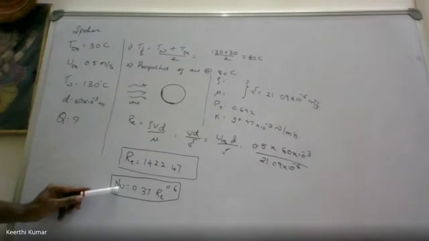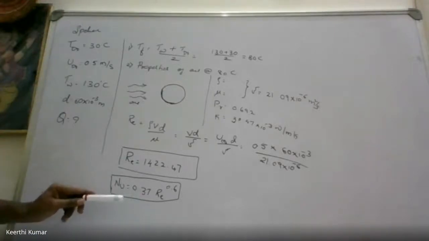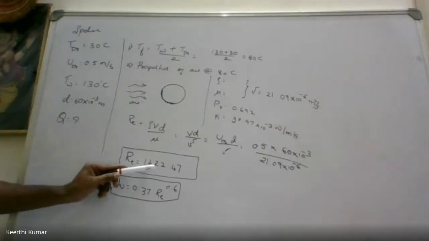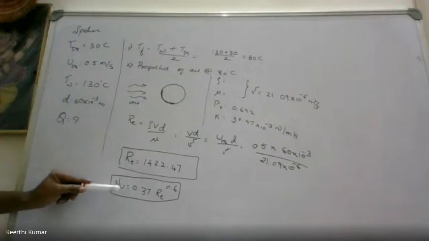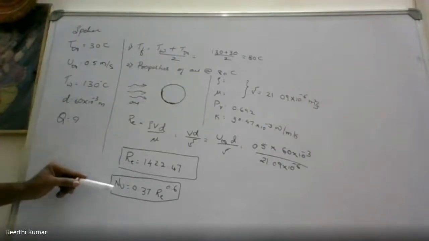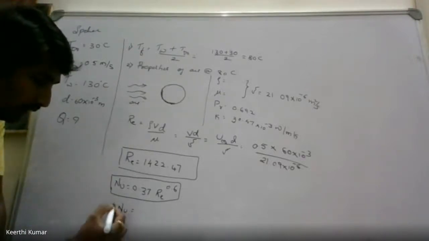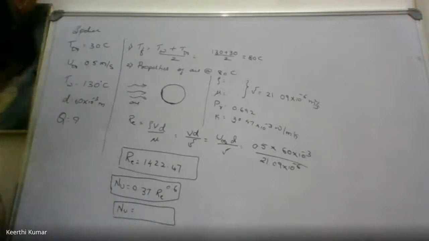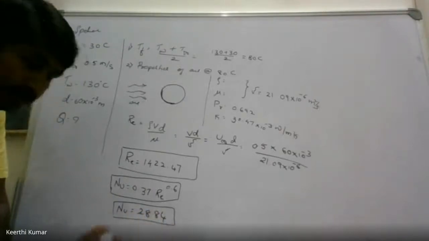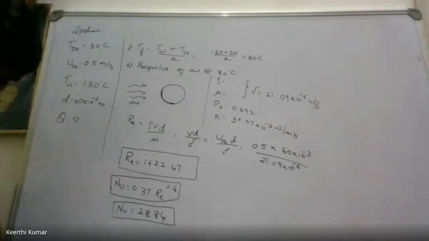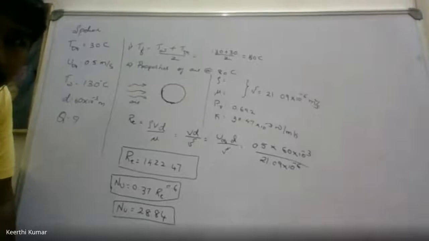So why did I take this Nusselt number? He has given that the Reynolds number should be greater than 17 and less than 70,000. We got 1,422, which is in between the range of 17 to 70,000. So we have selected this Nusselt number for flow over the sphere. Reynolds number we got, everything we know here. Find out the Nusselt number. The Nusselt number value we get from this is 28.84.